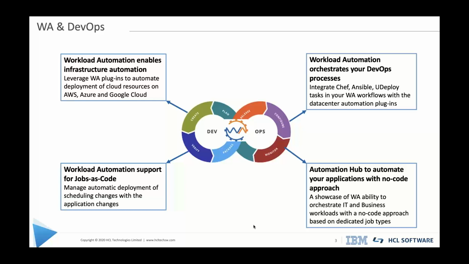Then there is workload automation support for jobs as code, meaning that this is a terminology that was invented by one of our competitors, but nowadays it's so common that we use it also for IBM workload automation. So this is a specific topic that we deep dive in the next slide, and it's applying DevOps processes to workload automation definitions. And we will see how you can do that. And this is probably the central part of this presentation.